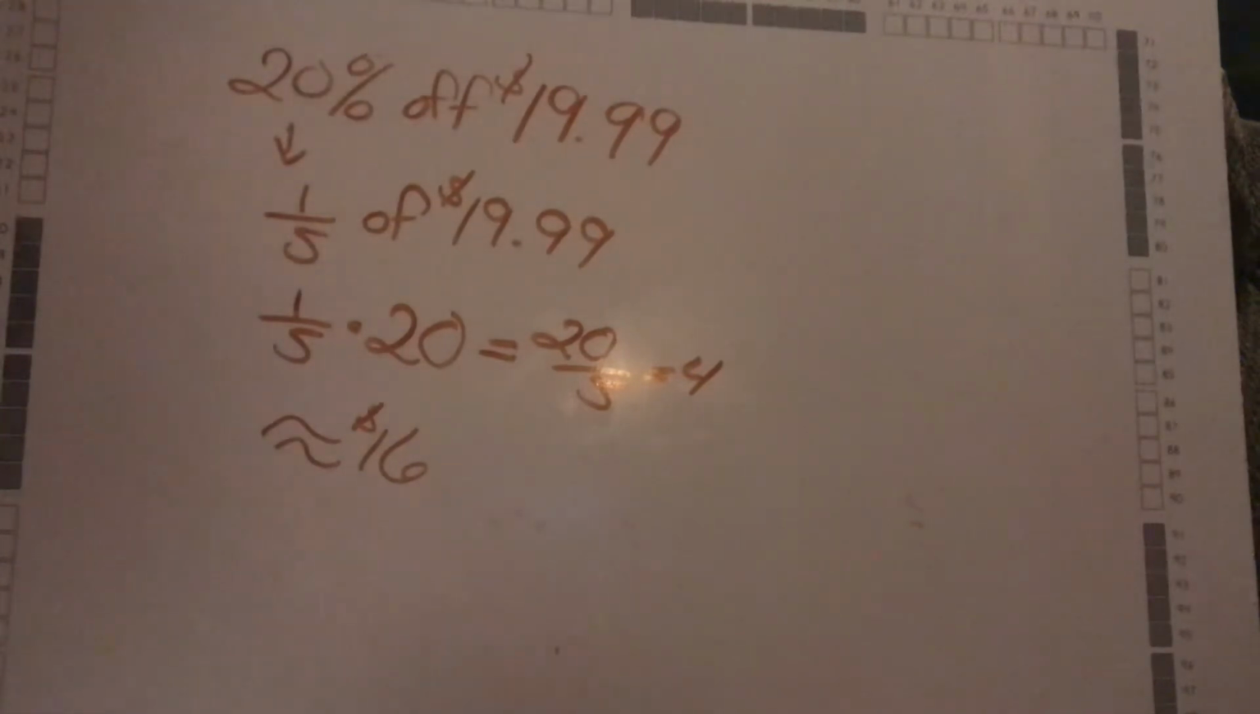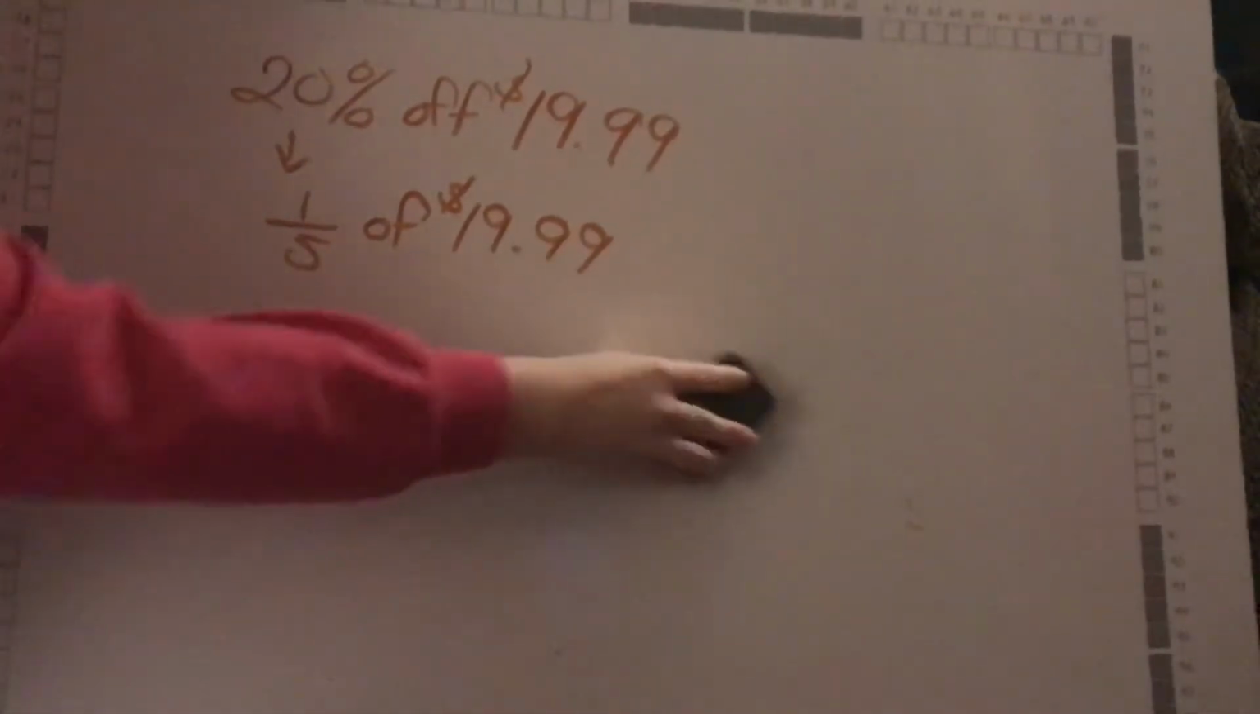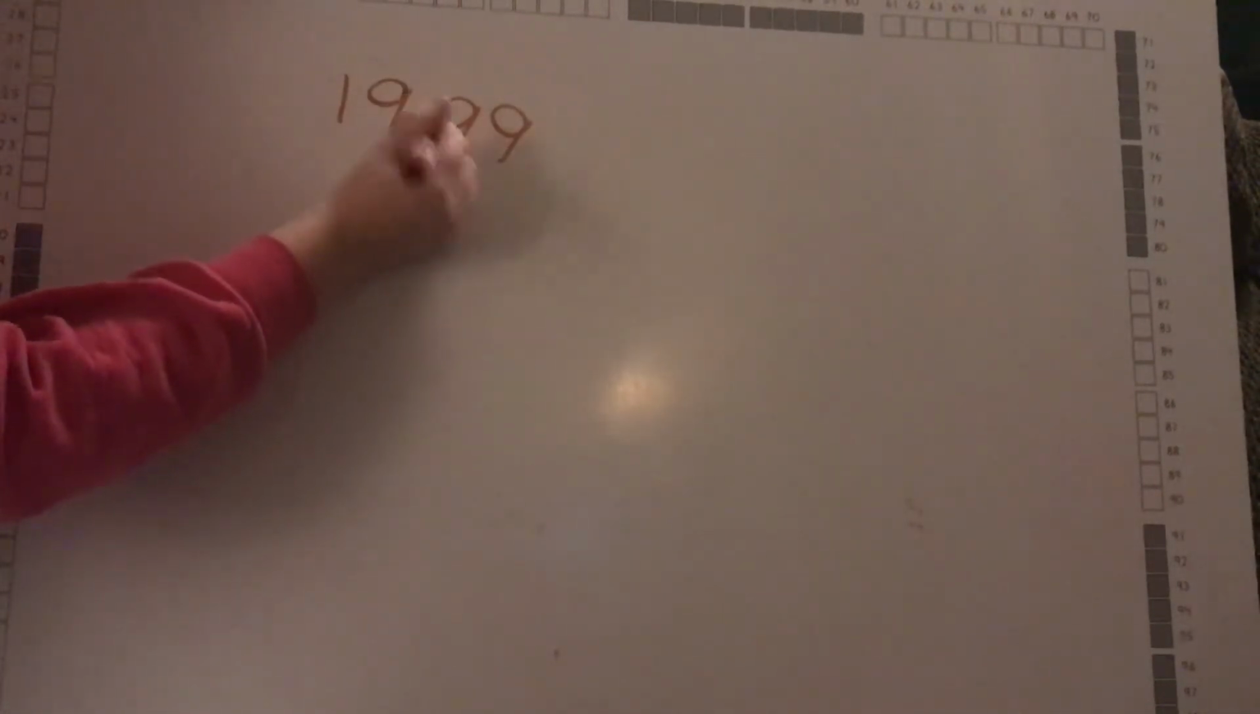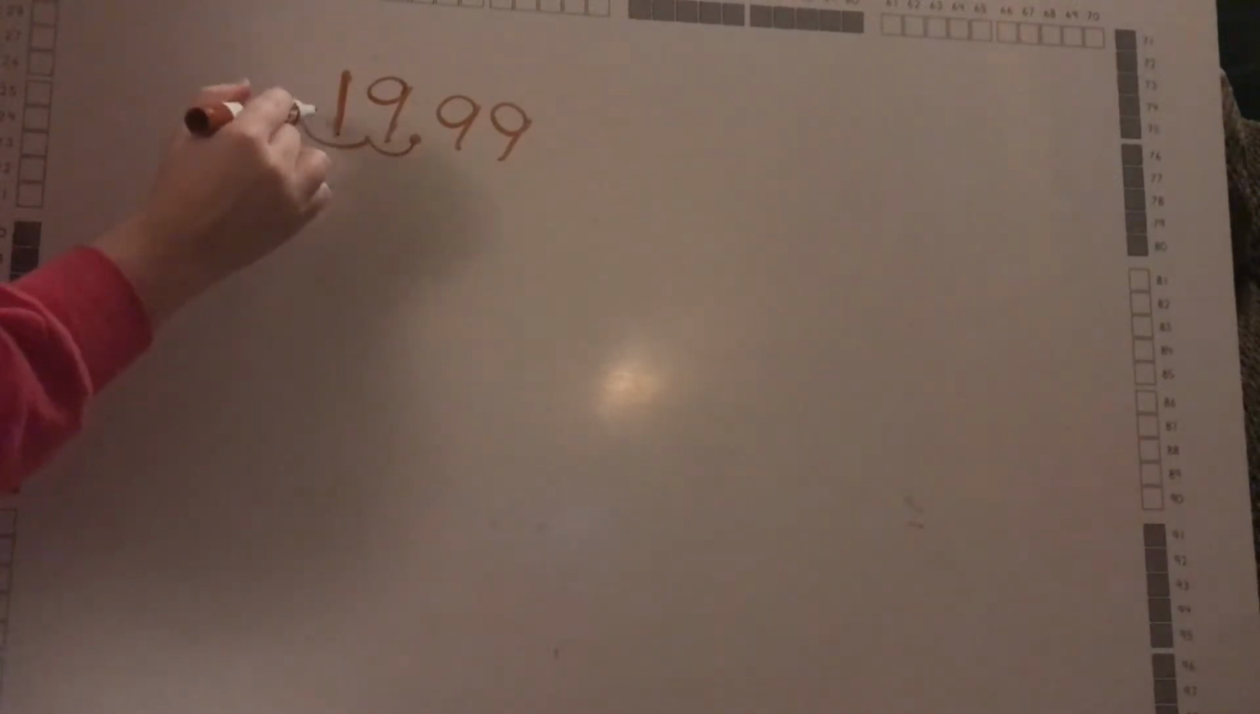Okay, so let me show you what they're doing on here. So let's say you have a price like $19.99. Right. And they say, okay, so to find 1% of a number, move the decimal point 2 places to the left. So if we were going to take 1% off, they would basically be taking 20 cents off.